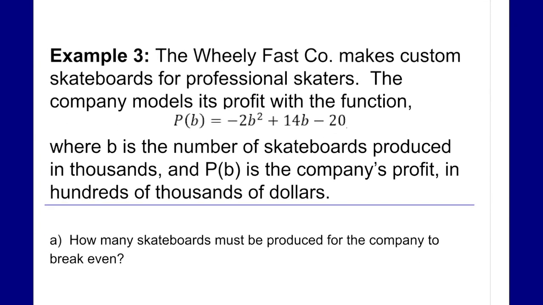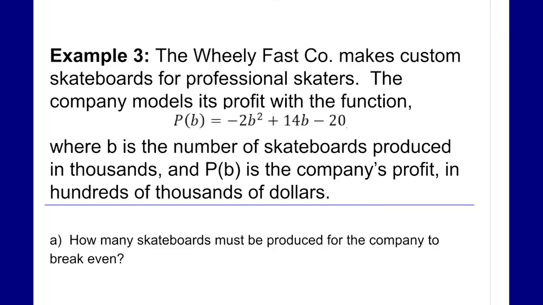Last example, the Wheelie Fast company makes custom skateboards for professional skaters. The company models its profit with the function P(B) = -2B squared + 14B - 20, where B is the number of skateboards produced in thousands, and P(B) is the company's profit in hundreds of thousands of dollars.